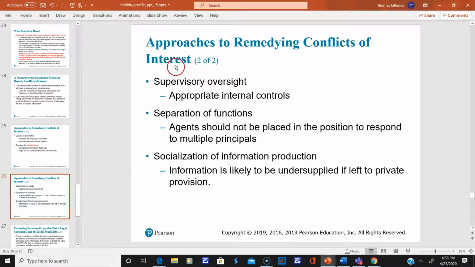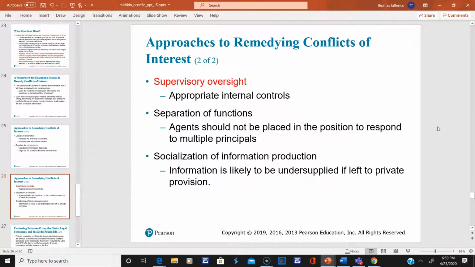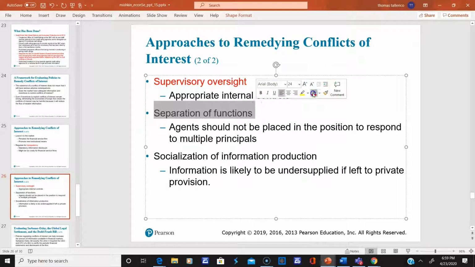And this is important, the supervisory oversight, which is what Dodd-Frank did along with Sarbanes-Oxley. And here's what I just said: separation of functions. Right, you had to have functions separated.